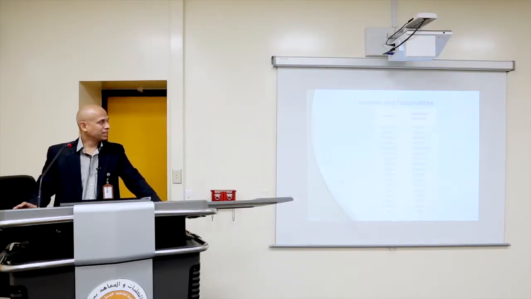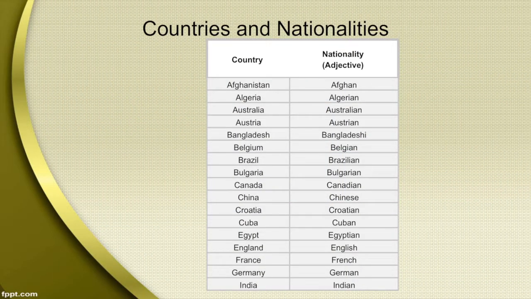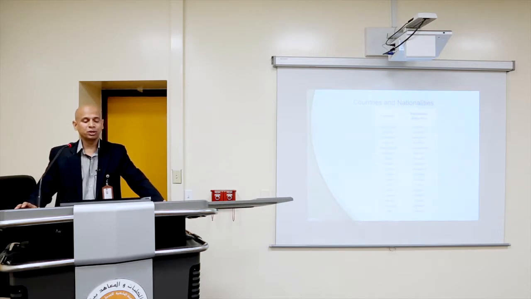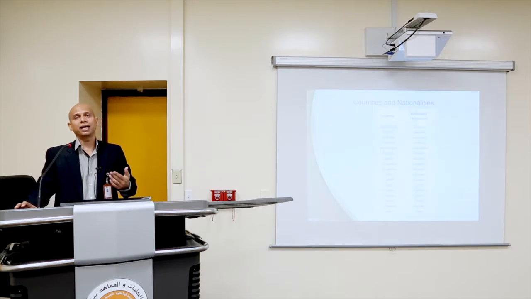For Bangladesh, Bangladeshi, Bulgaria, Bulgarian, Canada, Canadian, China, Chinese, Croatia, Croatian, Cuba, Cuban, Egypt, Egyptian, England, English or British, France, French, Germany, German, India, Indian. So you can say, I am from India, I am Indian. Or I am from Bangladesh, I am Bangladeshi. So with the practice of countries and nationalities, they are adjectives.